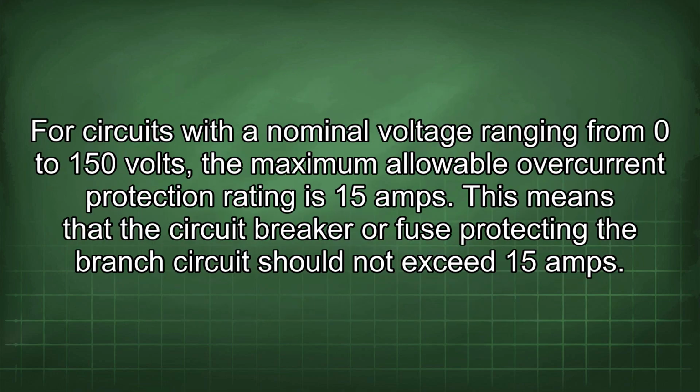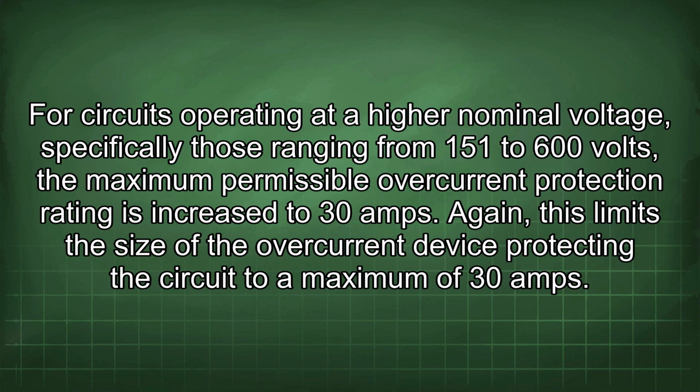For circuits with a nominal voltage ranging from 0 to 150 volts, the maximum allowable overcurrent protection rating is 15 amps. This means that the circuit breaker or fuse protecting the branch circuit should not exceed 15 amps. For circuits operating at a higher nominal voltage, specifically those ranging from 151 to 600 volts, the maximum permissible overcurrent protection rating is increased to 30 amps. Again, this limits the size of the overcurrent device protecting the circuit to a maximum of 30 amps.